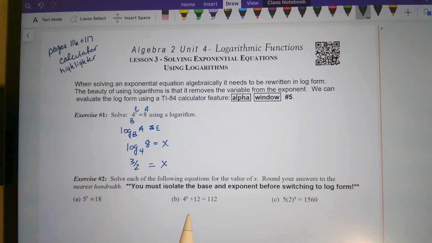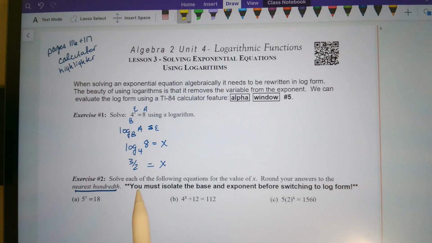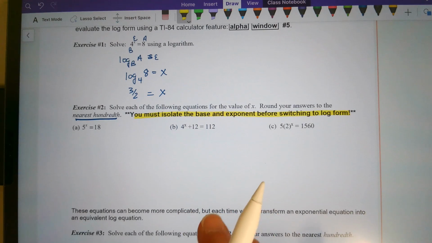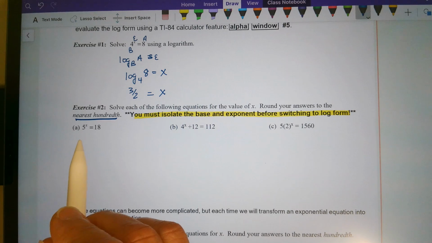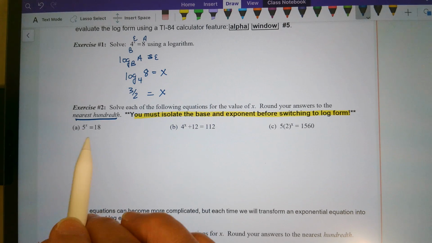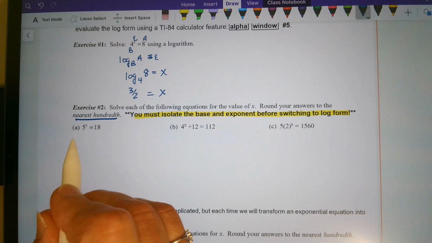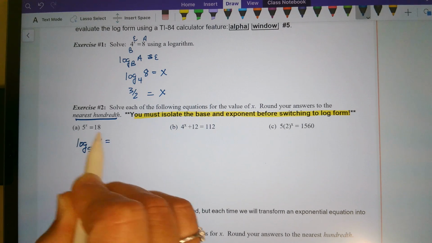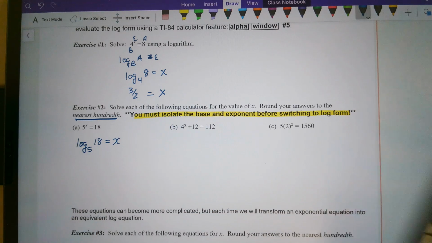Exercise 2, solve each of the following equations for the value of x. Round your answers to the nearest hundredth. You must isolate the base and exponent before switching to log form. Very, very, very important. Here we have our base and exponent. They're already isolated, so we simply switch to log form. Log base 5 of 18 equals our exponent x.